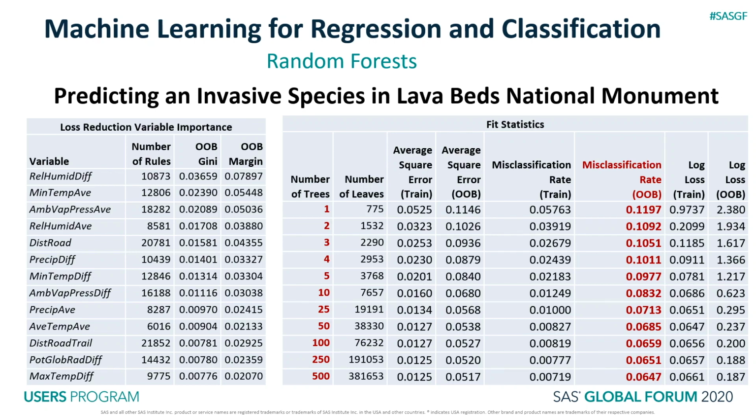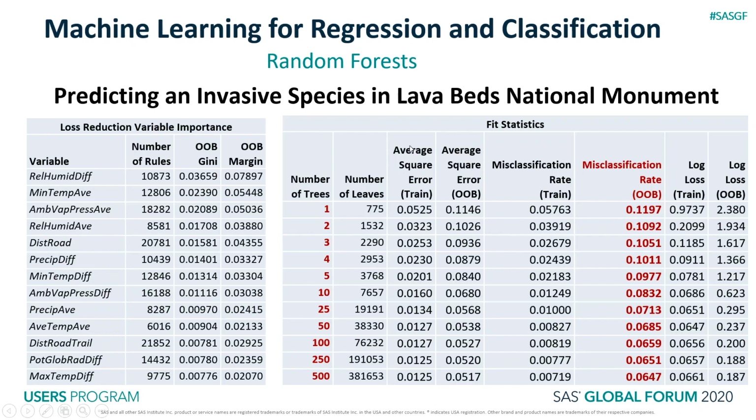And you can see here the column to look at is the out-of-bag Gini. RelHumidDiff is the most important variable, followed by MinTempAv, all the way down here. Among these variables are DistRoad, the distance to the nearest road, and DistRoadTrail, the distance to the nearest road or trail. And among the other variables are difference in summer to winter precipitation and average precipitation, average temperatures, and maximum temperatures, and so on.